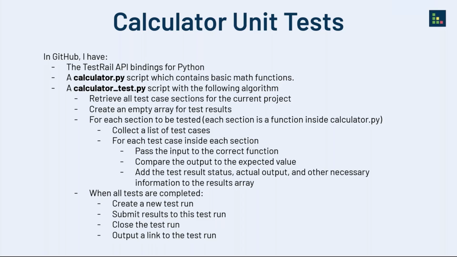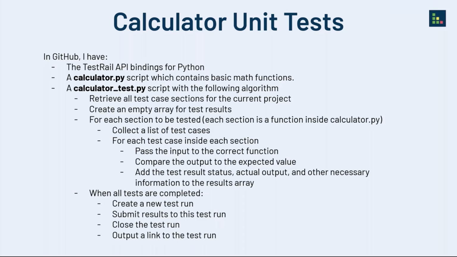So first, I will retrieve all of my test case sections from TestRail for my project. Then I will create an empty array to hold all of my test results. For each section to be tested, I will collect the test cases in those sections. And then for each test case in the section, I will pass the input value to the function, compare the output, and determine the result status. And I'll also record the actual output returned by my function and any other information if I need it.